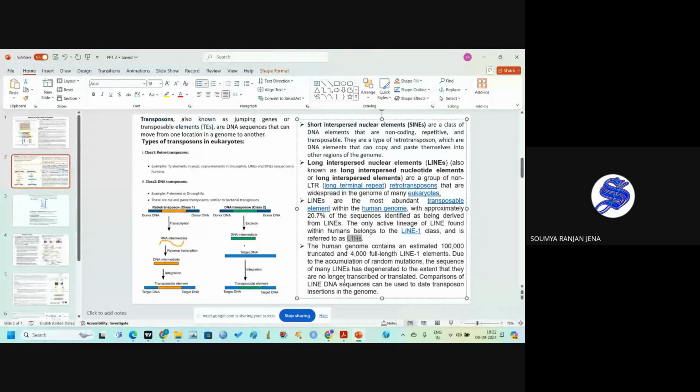Then in this sequence, many LINEs have degenerated to the extent that they are no longer transcribed or translated. A comparison of LINE DNA sequences can be used to date transposon insertion in the genome. These LINE DNA sequences help date the transposon insertion in the genome because these are jumping genes.